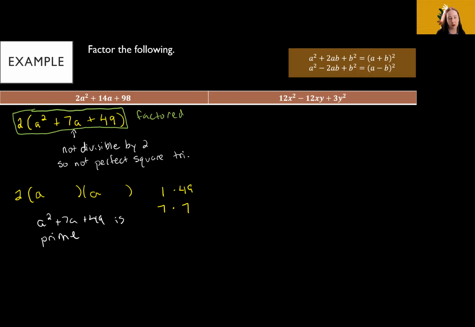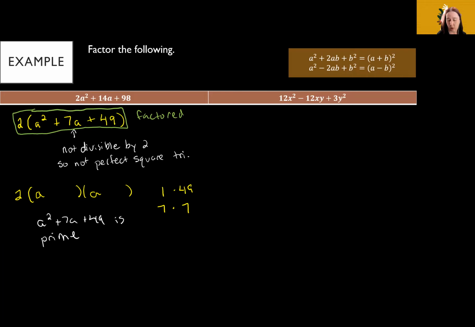So it looked like it could have been a perfect square trinomial that we could have factored, but that one doesn't actually work because it doesn't meet the requirements. And then if you try to factor another way, it can't. And so then you go back to where you were from there.